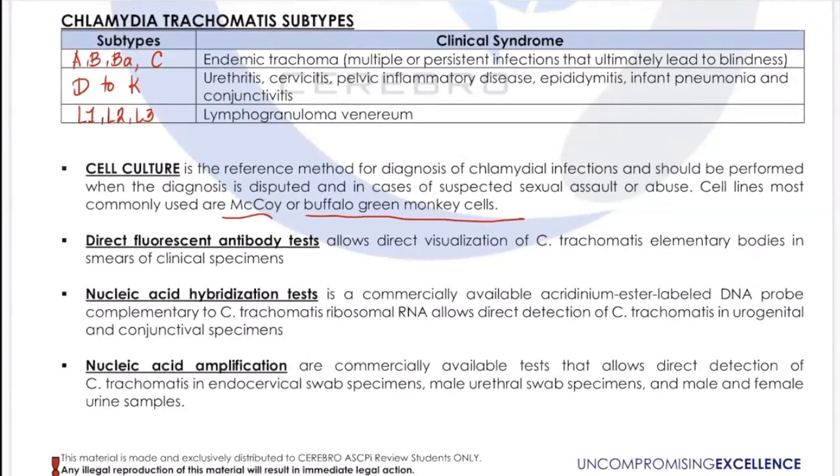Now, we could also make use of nucleic acid hybridization tests, especially if the specimen is coming from urogenital and conjunctival specimens. This is still for Chlamydia trachomatis. But if the specimens are an endocervical swab or a male urethral swab or pwede din yung urine samples, so usually we are making use of nucleic acid amplification tests. Okay? So that would be all for chlamydia.